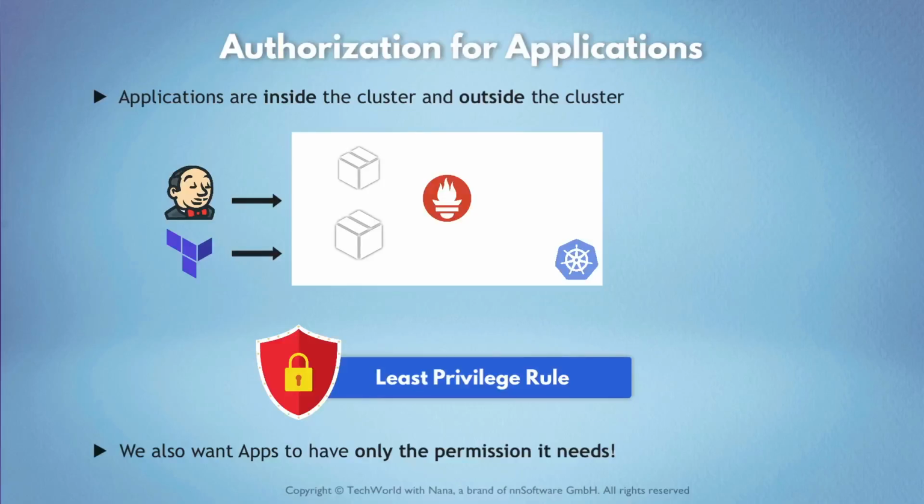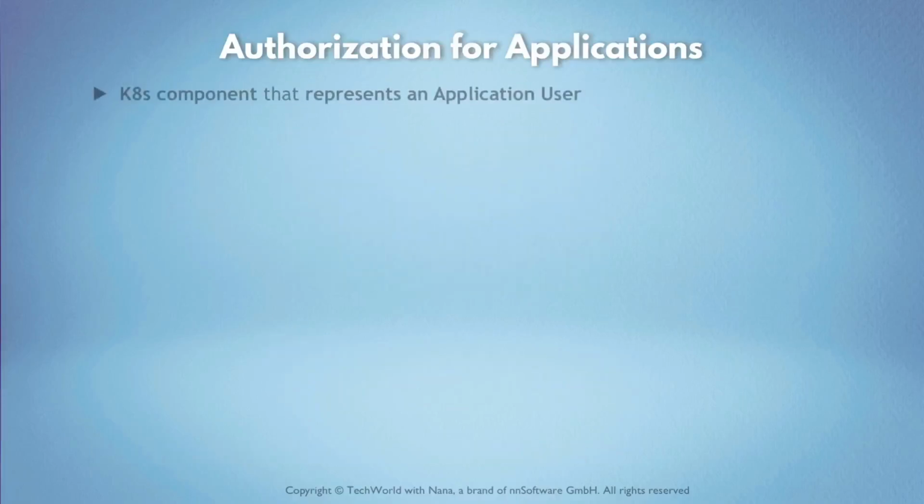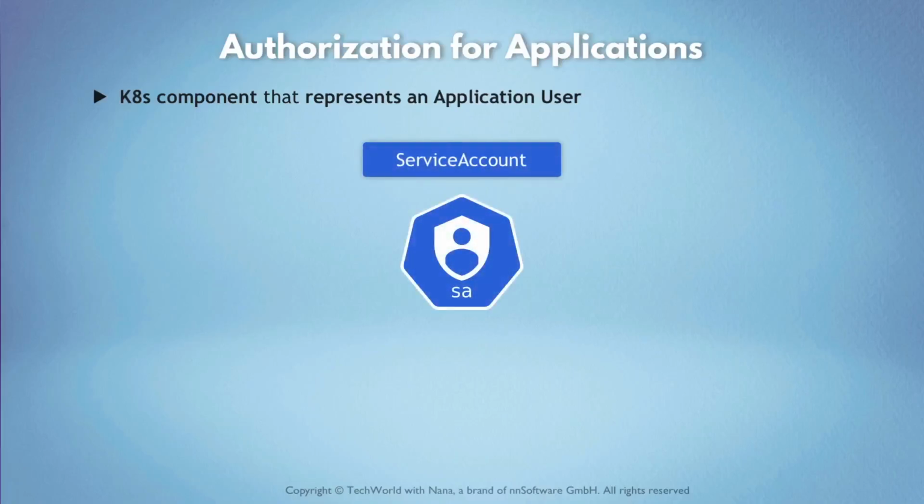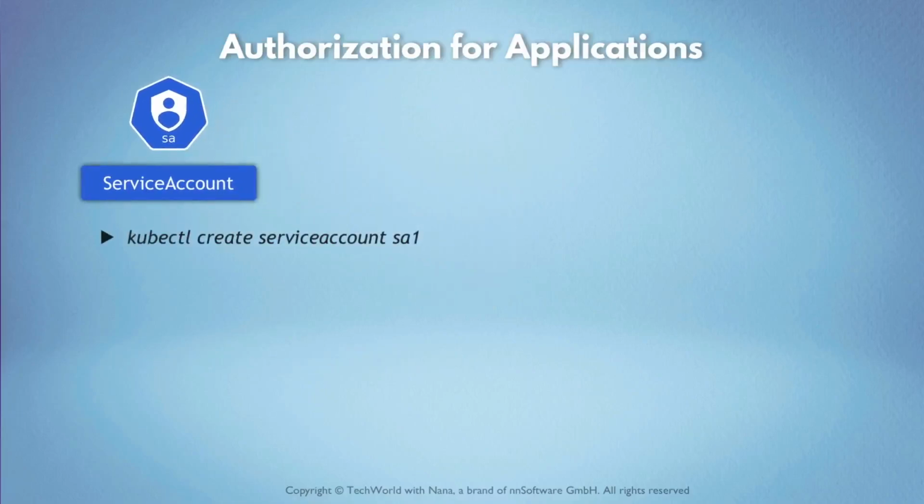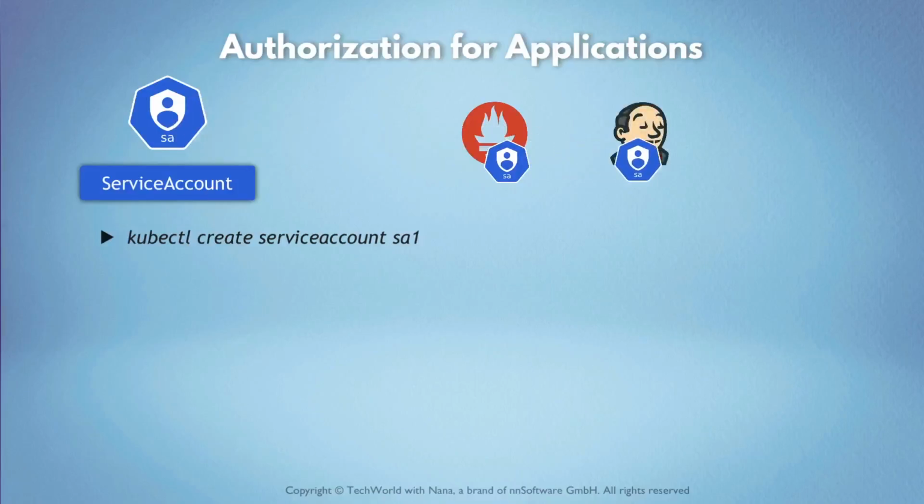So how do we define permissions for application users in Kubernetes cluster? For that, we actually have a Kubernetes resource that represents an application user. And this Kubernetes component is called service account. So instead of user or a group for human users, you create a service account component for the application user. So your application, like metrics server, Prometheus, or external CI/CD tool like Jenkins, will get a service account component inside the cluster as a representation of that application's user.